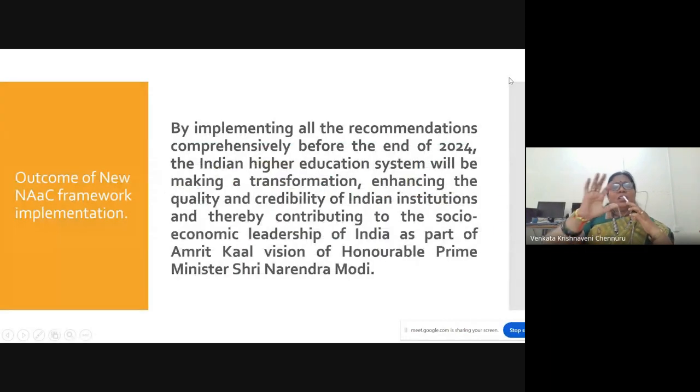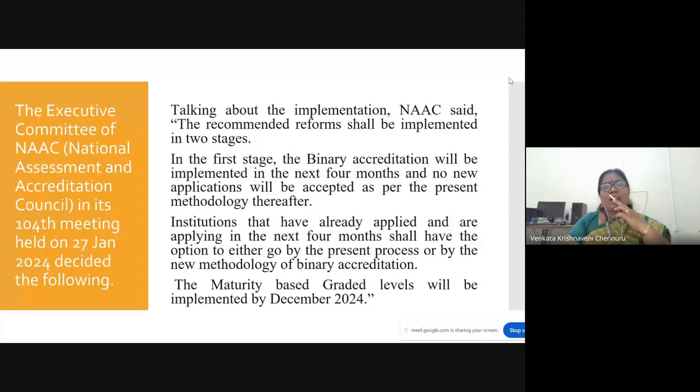So the outcome of new NAAC framework implementation is, by implementing all the recommendations till now, whichever we have discussed comprehensively, before the end of 2024, the Indian higher education system will be making a transformation, enhancing the quality and credibility of Indian institutions, and thereby contributing to the socio-economic leadership of India as part of Amrit Kal vision of Honorable Prime Minister Shri Narendra Modi.